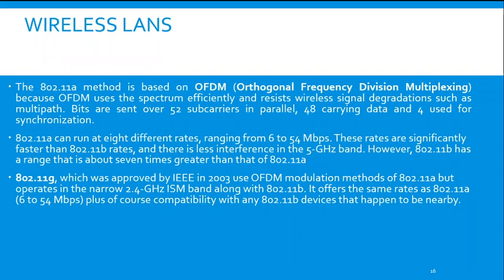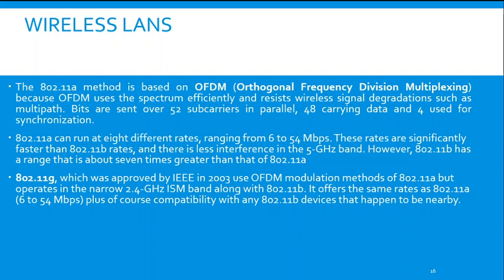The wireless LAN 802.11a method is based on OFDM, orthogonal frequency division multiplexing. Because OFDM uses spectrum efficiently and resists wireless signal degradation such as multipath, bits are sent over 52 subcarriers in parallel, 48 of them carrying data and 4 used for synchronization. 802.11a can run at 8 different rates, ranging from 6 to 54 megabits per second. These rates are significantly faster than 802.11b, and there is less interference in the 5 GHz band, which covers more. However, 802.11b has a range that is about 7 times greater than 802.11a.